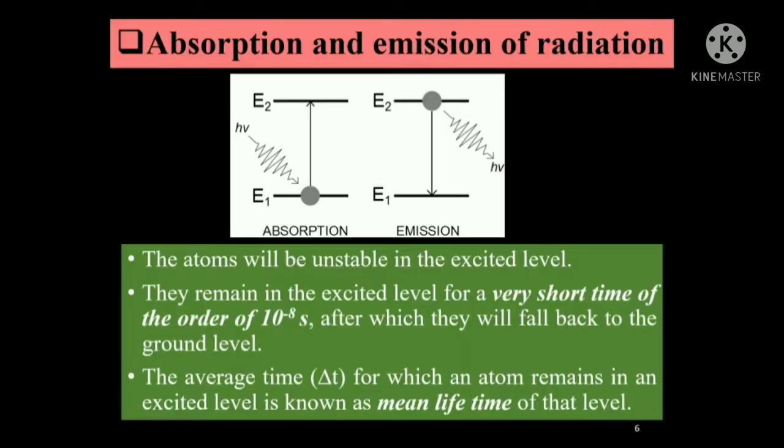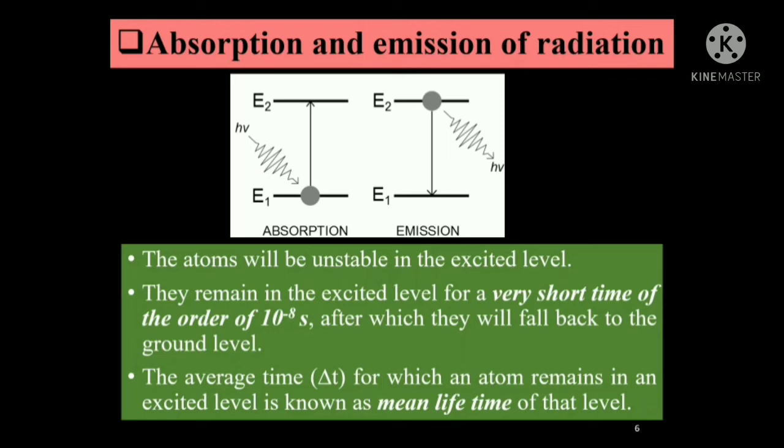Now let's see absorption and emission of radiation. Atoms will be unstable in the excited level. Okay, we all know that, we have studied it in your earlier classes. After absorbing, it moves to the excited state level, and there it may be unstable for some time.